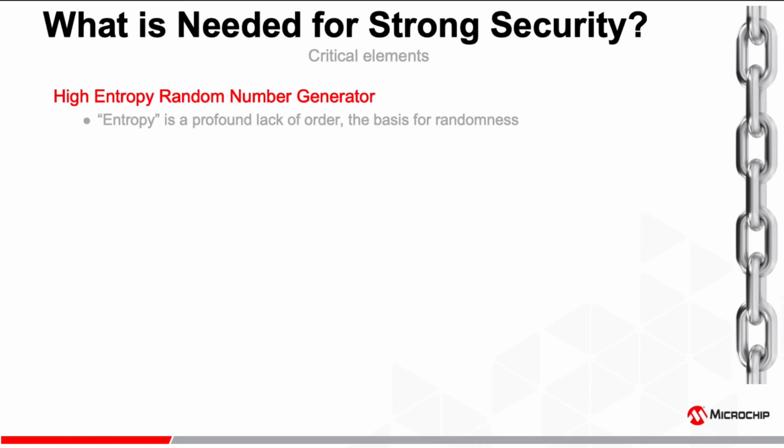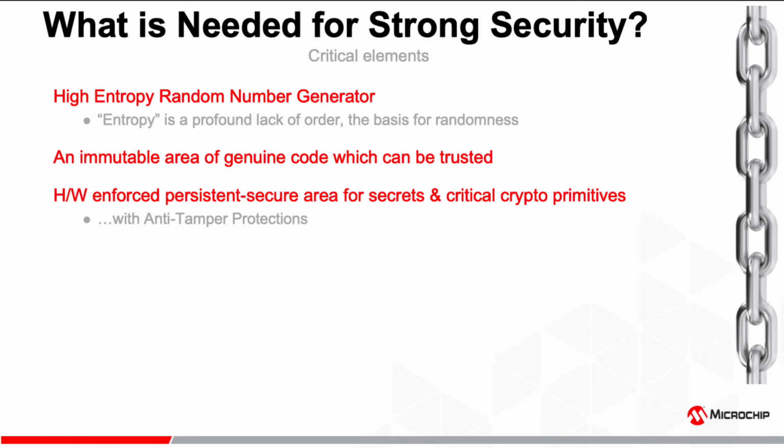Any microcontroller you decide to use needs an immutable area of genuine code which can be trusted. This unchangeable, unhackable area of code is relied upon, with your hardware cryptography, to assure all the remaining code is genuine, and then, and only then, do you bootstrap the system. You need a hardware-enforced, persistent, secure area for secrets and the critical crypto primitives, hopefully with anti-tamper protections.